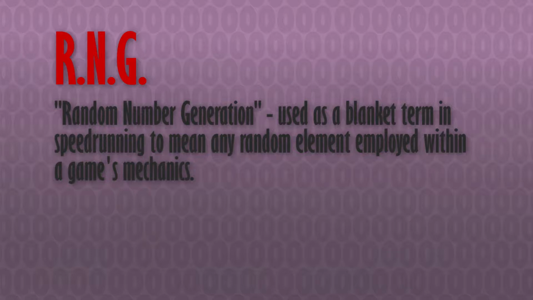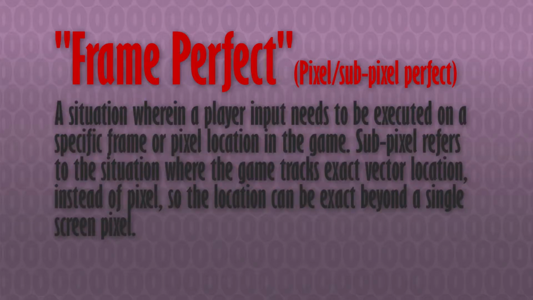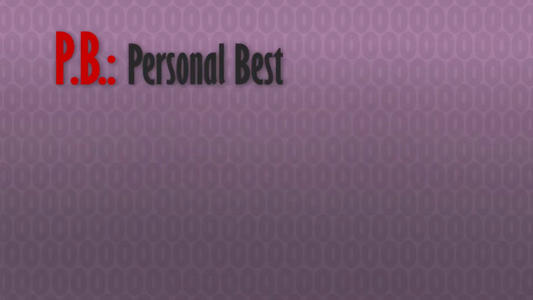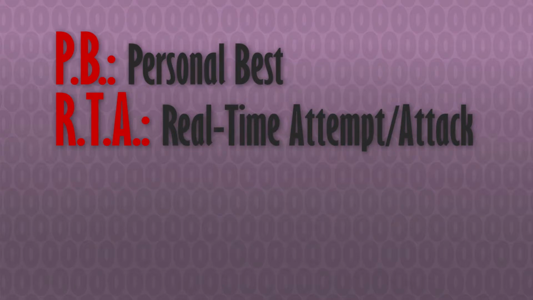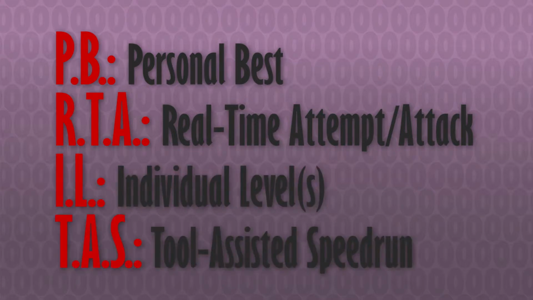When the game decides to throw a monkey wrench into this, the runner is at the mercy of an often capricious game system. You may also from time to time hear about tricks being frame perfect, pixel perfect, or sub-pixel perfect, which all refers to a trick requiring execution in a position or span of time so narrow that execution becomes extremely difficult. And some other initialisms you may want to be aware of are PB for personal best, RTA meaning real-time attempts, IL individual levels, and TAS, the oft misunderstood tool-assisted speedrun, which really deserves an episode all its own.